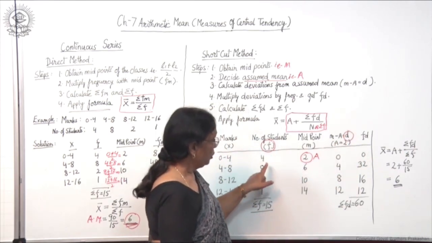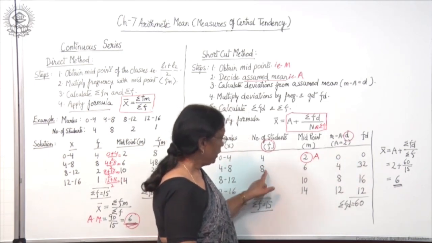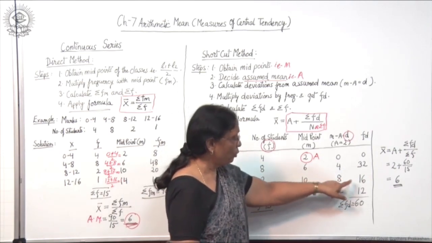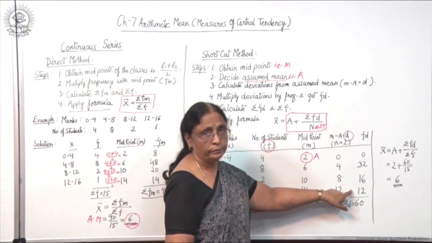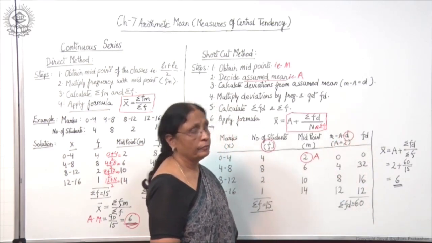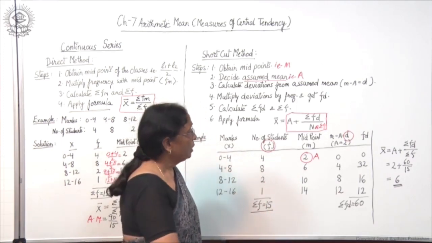Multiply these two. Here 4 into 0 is equal to 0. 8 into 4 is equal to 32. 2 into 8 is equal to 16. 1 into 12 is equal to 12. So this will be labeled as the FD column. Right? This is a simple calculation.